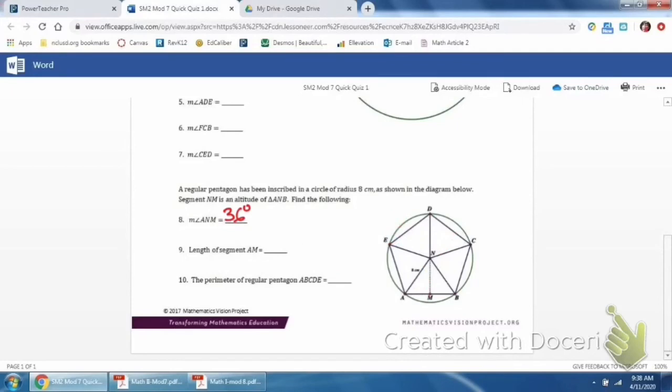Alright. Next thing they ask us for is the length of segment AM. To figure out this side, remember we have that angle is 36. This side we're looking for, we know this side is 8. So we need to set up a trig ratio, or a trig equation, using those three numbers. Standing on 36, notice we're looking for the opposite. We have the hypotenuse. Opposite and hypotenuse is sine. So we're going to do sine of 36 equals x over 8.